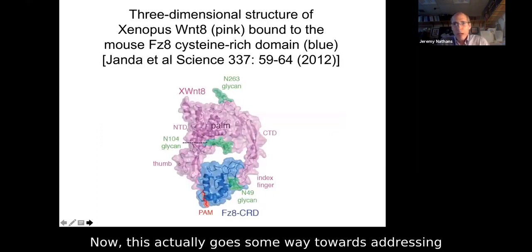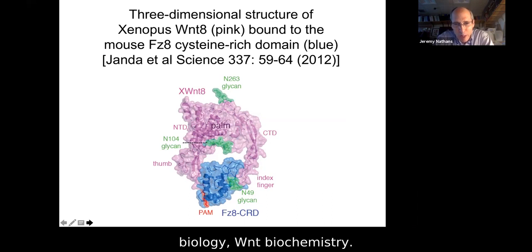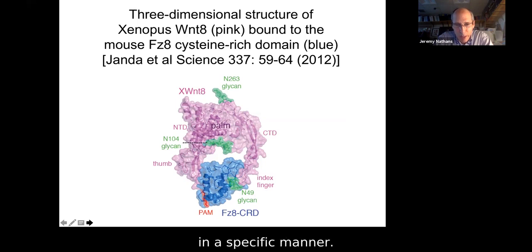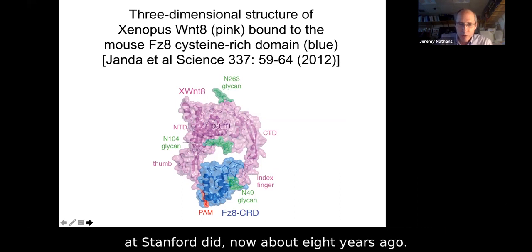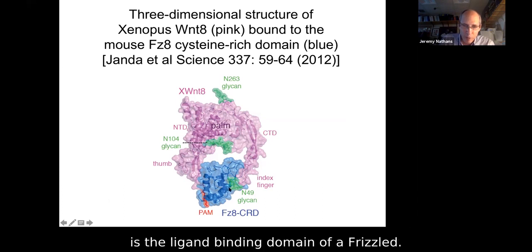Okay, now this actually goes some way towards addressing what I would say is a longstanding challenge in Wnt biology, Wnt biochemistry, and that is how Wnts interact with their frizzled receptors in a specific manner. This is a crystal structure that Chris Garcia's group at Stanford did now about 8 years ago. And in pink is the Wnt, and in blue is the ligand binding domain of a frizzled.